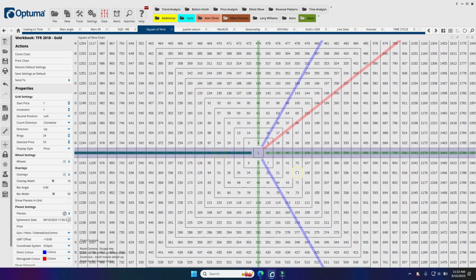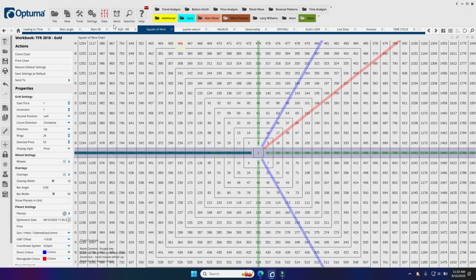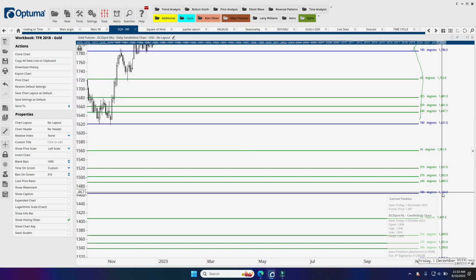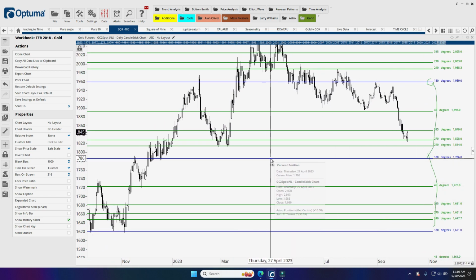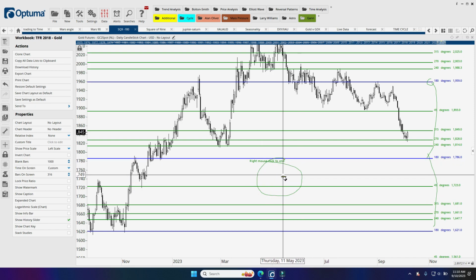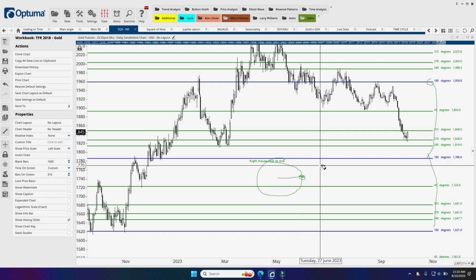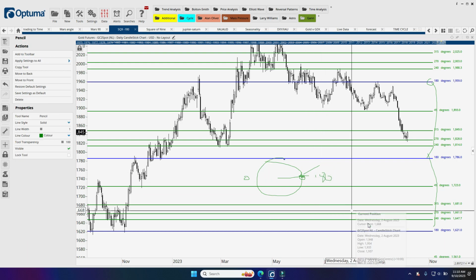Now in this instance, we're using a static square of 9, which is going to give us harmonic levels. For example, 1786, 1621, 1464, and so on. And that would essentially be saying that if we were to have a circle right now, then it would be targeting all the angles on this side here, because we have 0 degrees and we have 180 degrees on this side. That's pretty much all it means.